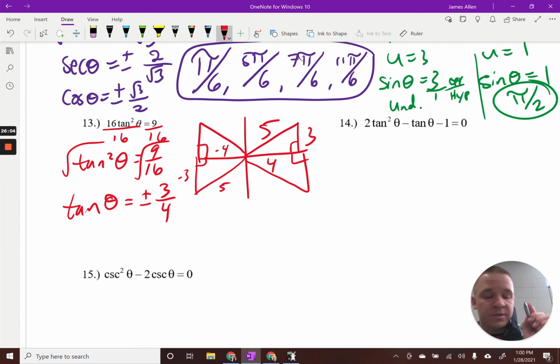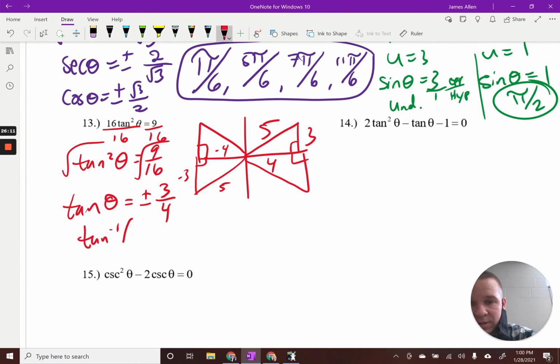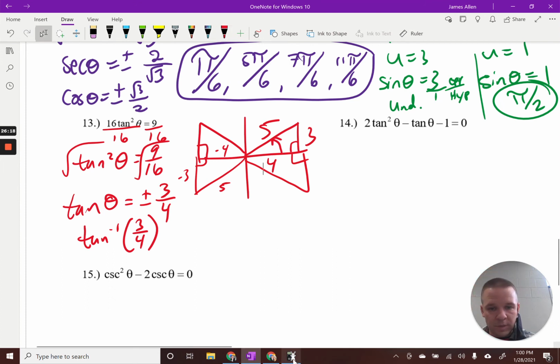So what I'm going to do is, first things first, I'm going to find my reference angle, right? So I'm going to use the positive. I'm going to take the tangent inverse of 3/4. That's going to give me this first quadrant angle, okay?